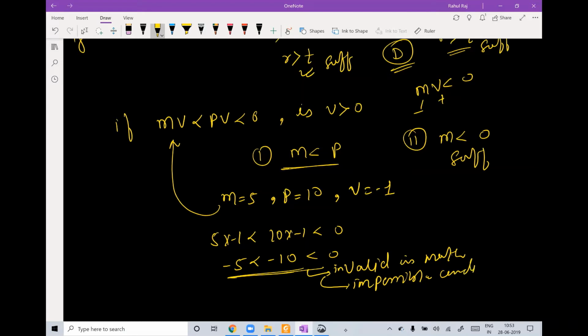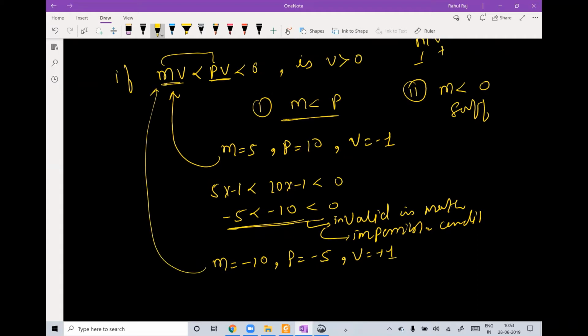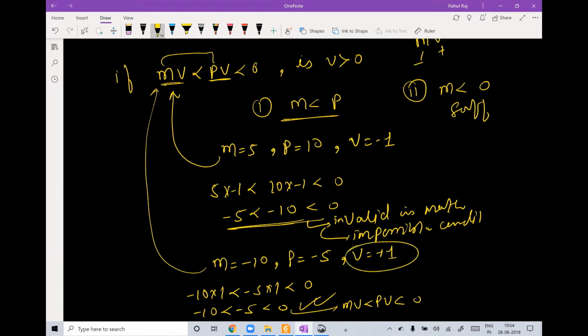Impossible condition, right? Okay. So if I take M equal to minus 10, P equal to minus 5, and V equal to a positive number. The whole point is that because MV and PV are the same here, I have to take the sign of M and P the same, and V the same. So if I take minus 10, minus 5, and 1 and put it over here, now check. It is minus 10 into 1 less than minus 5 into 1 less than 0. That is nothing but minus 10 less than minus 5 less than 0. Perfect, this matches the condition MV less than PV less than 0, and V is positive here. So sufficient.